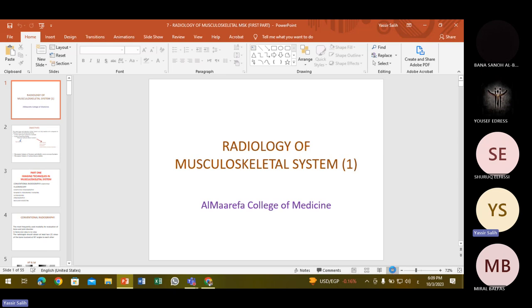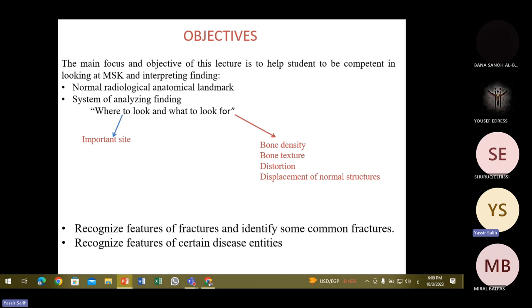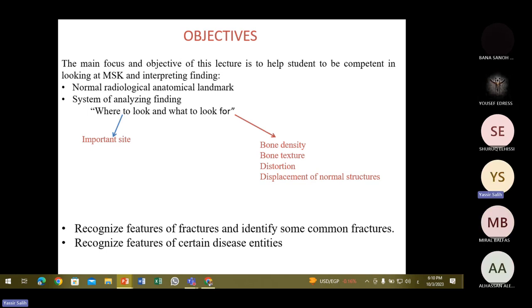So the objective of this session and the next one is mainly to discuss, inshallah, the radiologic anatomy of MSK in different imaging modalities, and inshallah we will concentrate on the plain X-ray, because it is a very important imaging technique for assessment of bone disease and also soft tissue abnormality.